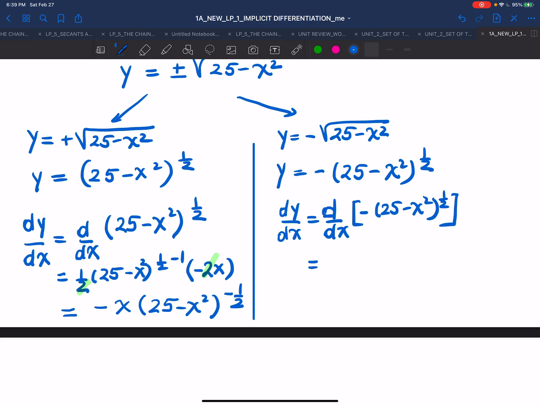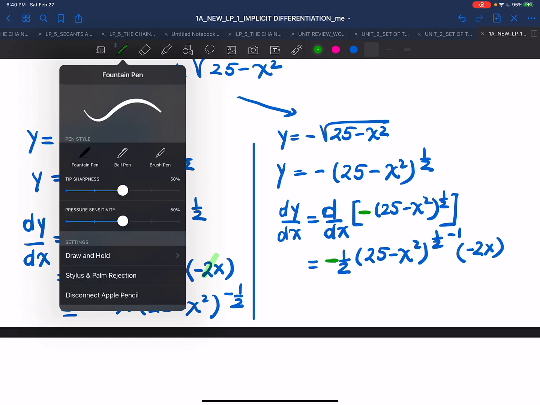So this would equal negative 1 over 2, 25 minus x squared to the power of 1 over 2 minus 1, times the derivative of the inside function. This is your inside function. We have a chain, negative 2x. Now remember that this negative in here will be reflected by this one.